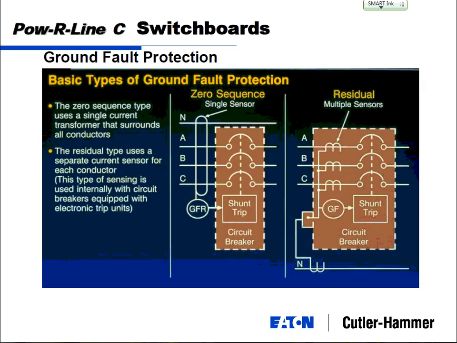So to address that, they've got specific ground fault protection, 2 types. It could be a ground fault embedded in the trip unit or a ground fault relay that is separate. And the two kinds you can do with that are zero sequence or residual. Zero sequence is basically one CT around all the phases and the neutral. Residual has individual CTs on each phase, and then it sums up the total.